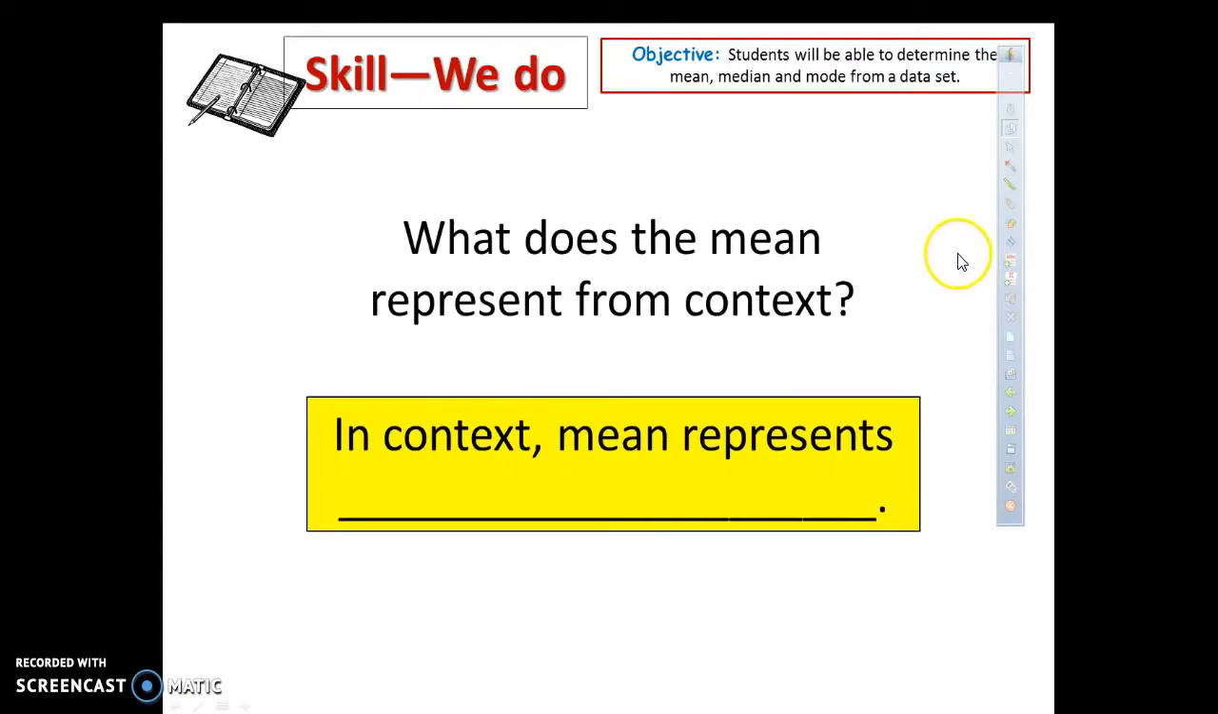Okay. So what does the mean represent in context? That is our closure. In context, the mean just represents the average, or what, on average, is the most common thing to happen. So if we're talking about pizza slices, if the mean value for the amount of pizza slices eaten was 5.75, then that means on average someone probably ate about 5.75 slices.